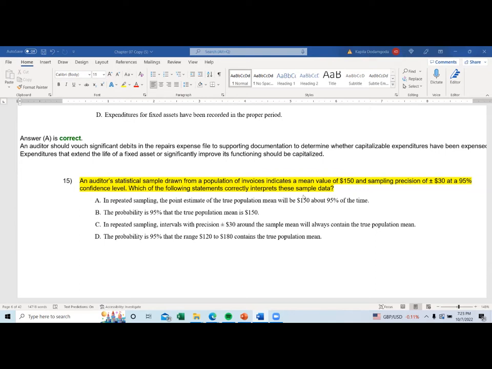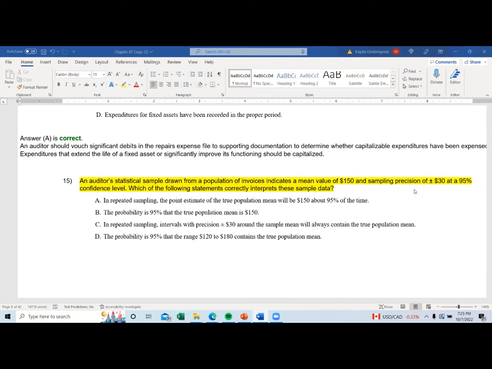So here, the mean value of the sample is 150 and the sampling precision is plus or minus 30 at 95%. Here you are not given the standard deviation, but the 95% plus or minus value, that is the standard deviation multiplied by the number of standard deviations, plus 1, plus 2 like that. So that range is plus or minus 30.